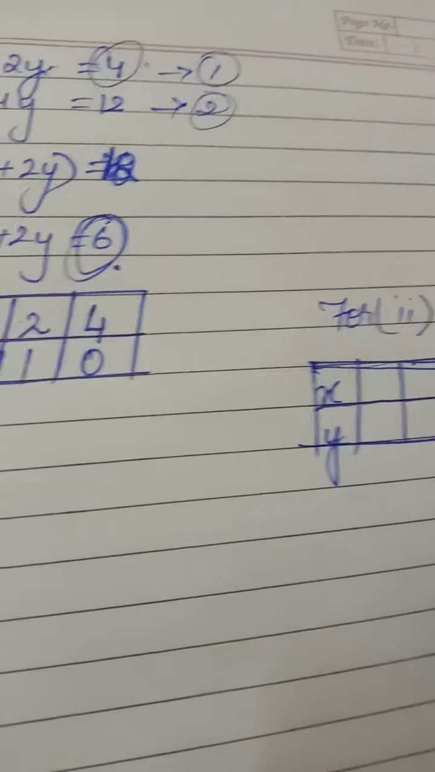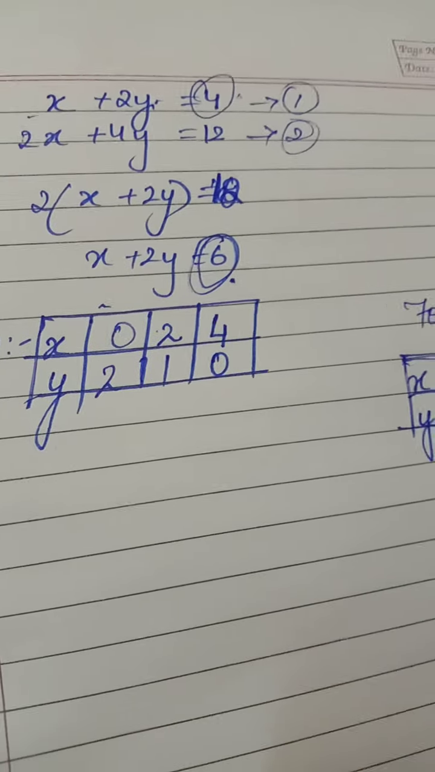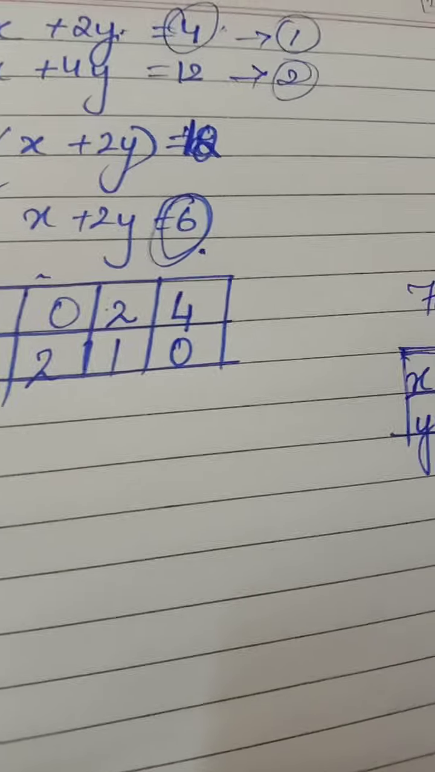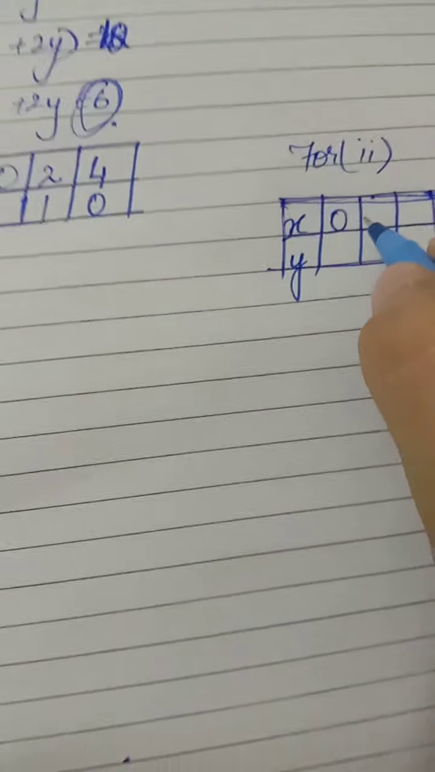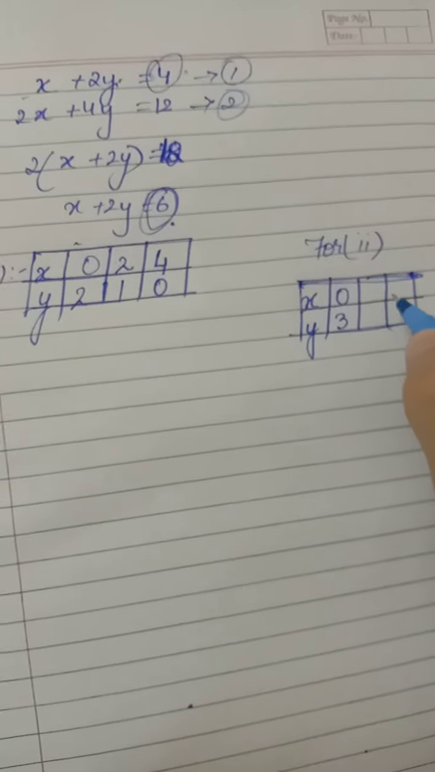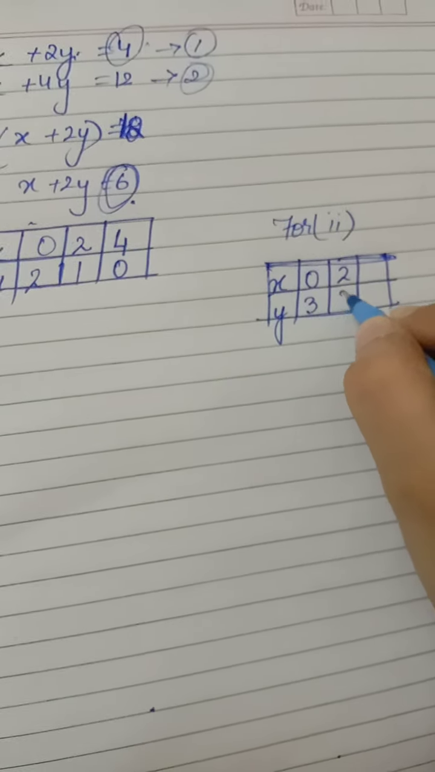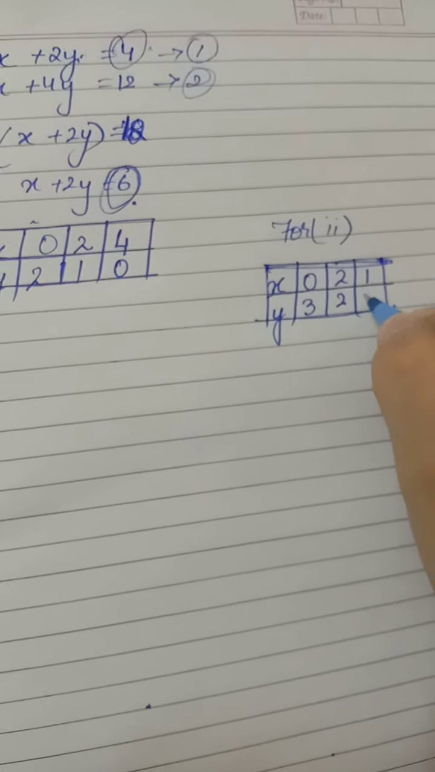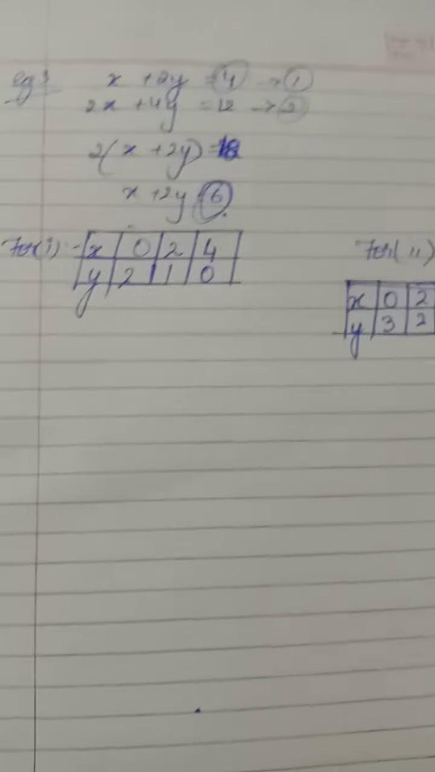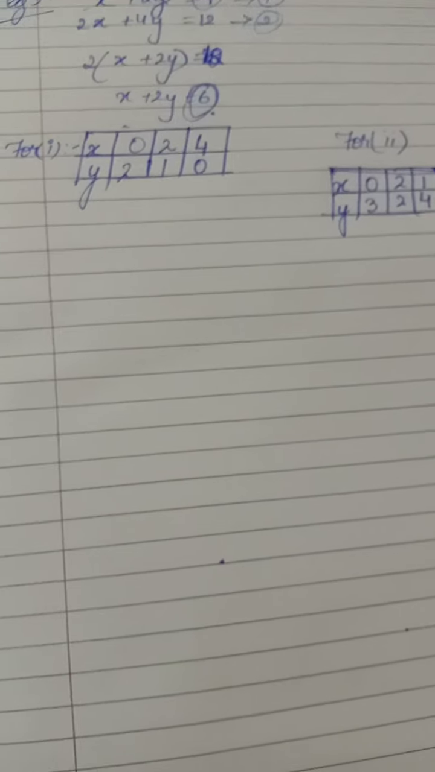We'll be getting in this, let us take 0, then we'll get 3 here. We take 2, we'll get 2. We take 1, we'll get 4. Okay, so these are the two solutions.